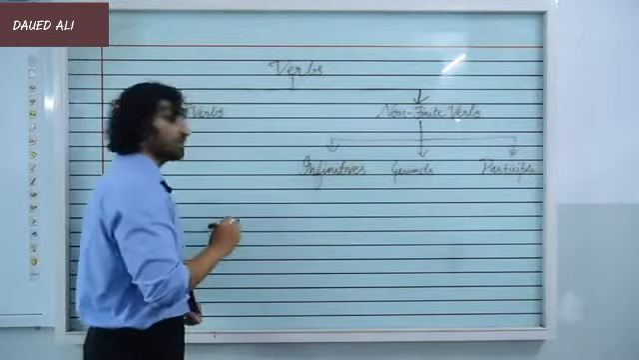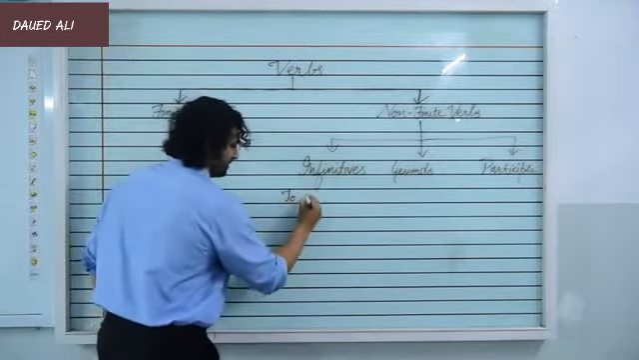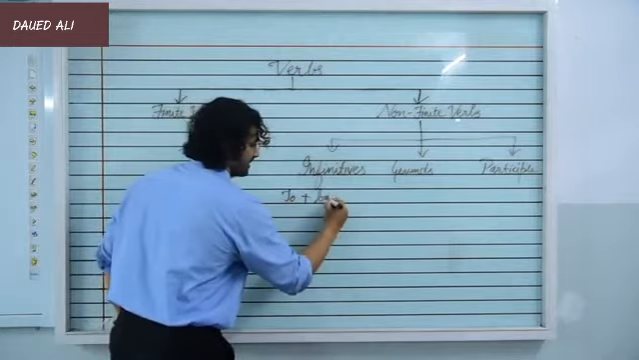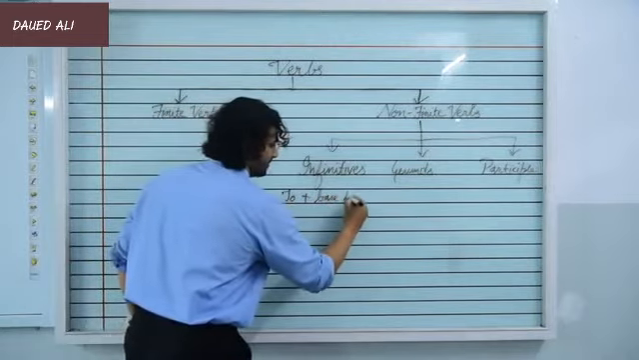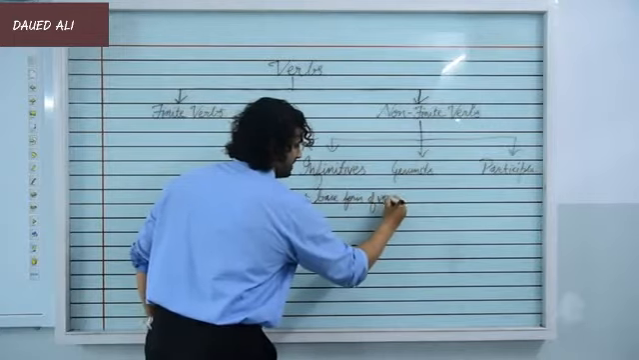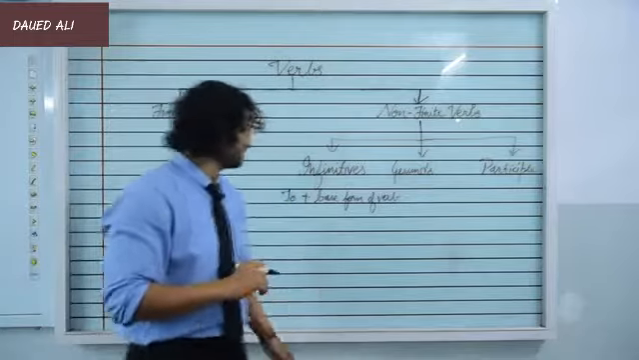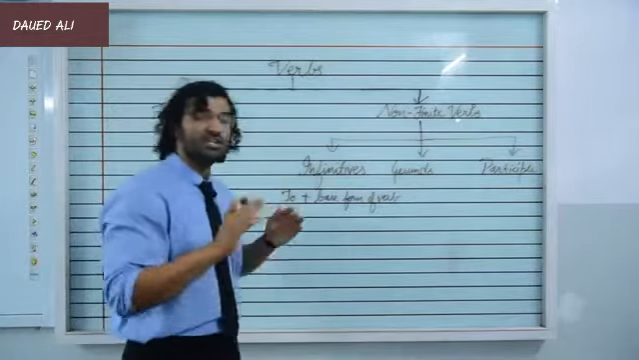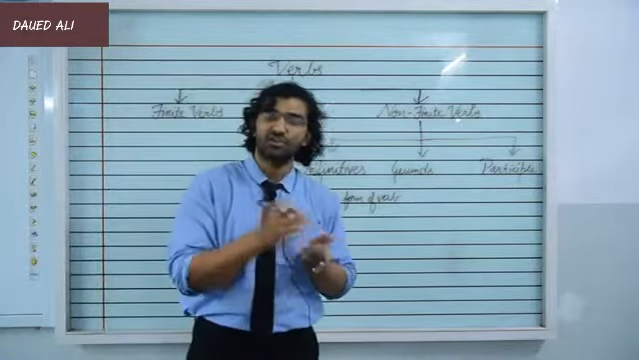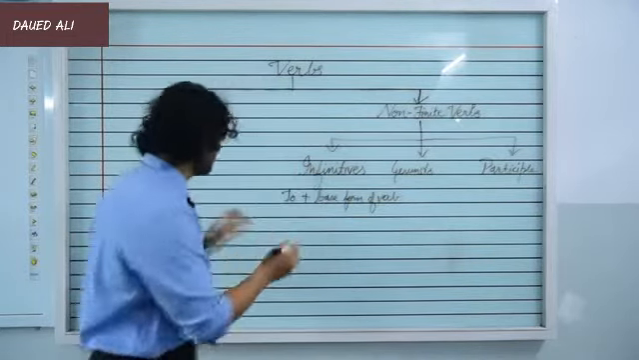Infinitives. First, we will talk about infinitives. What are infinitives? To plus base form of verb. They are infinitives. To plus base form of verbs. Nita likes to watch the butterflies in the garden. To plus watch, that was an infinitive. See this example.